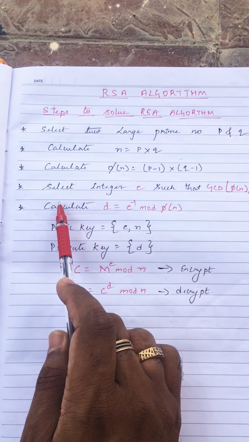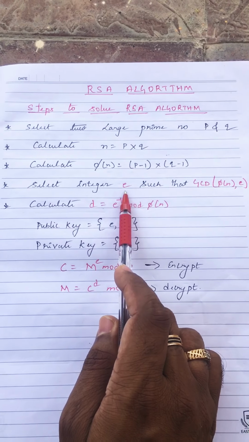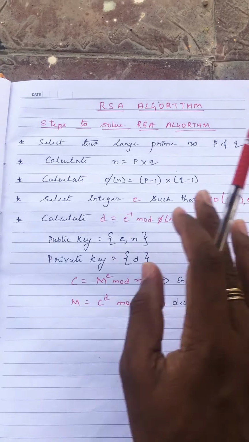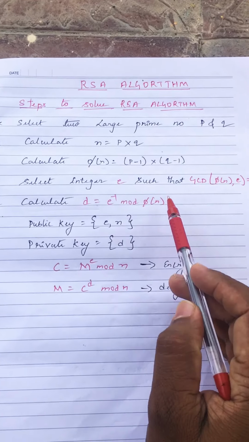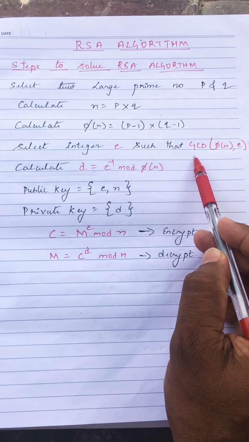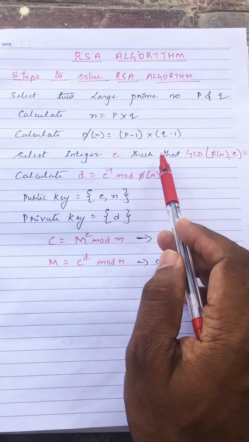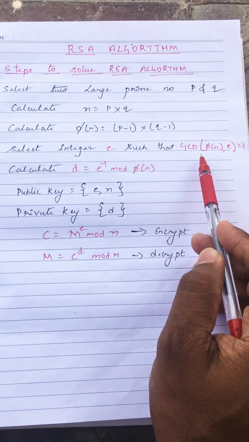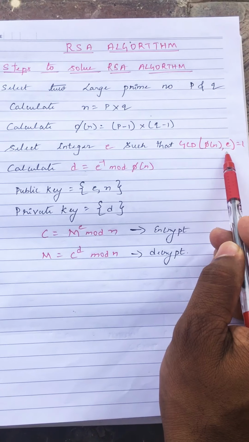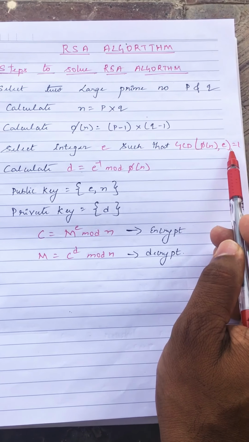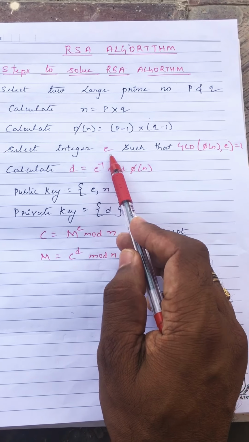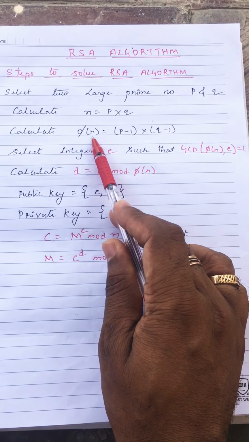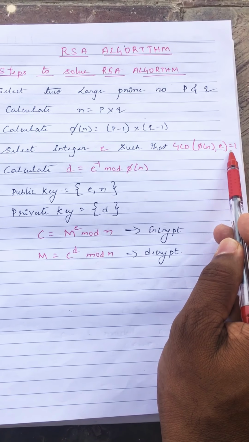Now we are going to select an integer e, such that e can be any prime number in such a way that the GCD of phi of n comma e, the prime number which you take as e, should be equal to 1. So the prime number we take as e should be such that the GCD of phi of n comma e equals 1.